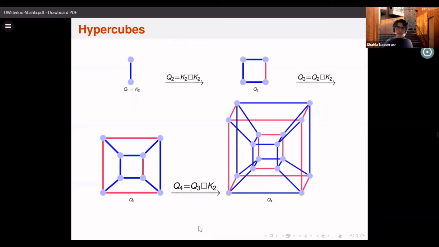Because we want to construct the matrices using these colors. The way they're colored is that you start with a color for the first K2, and when you copy that graph to add the matching between the vertices, you change the color of the original graph. So the opposite colors will come to your copy.